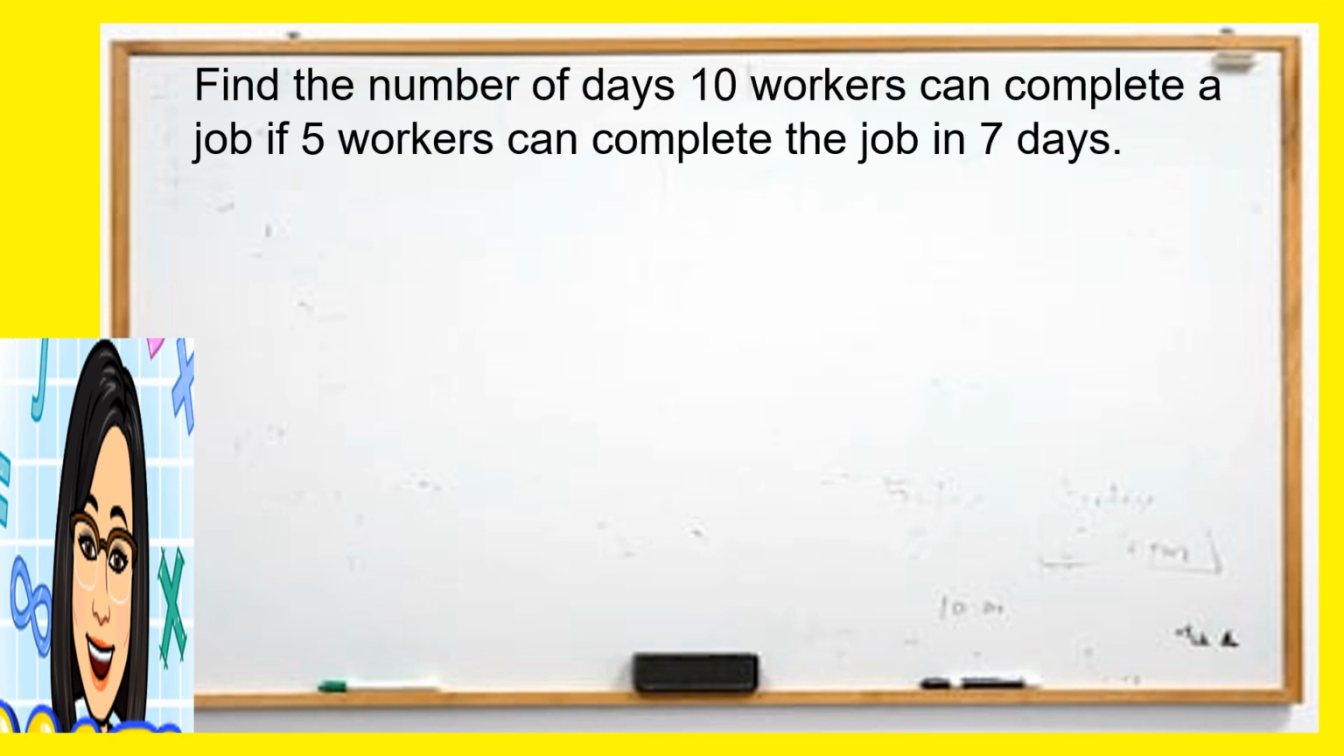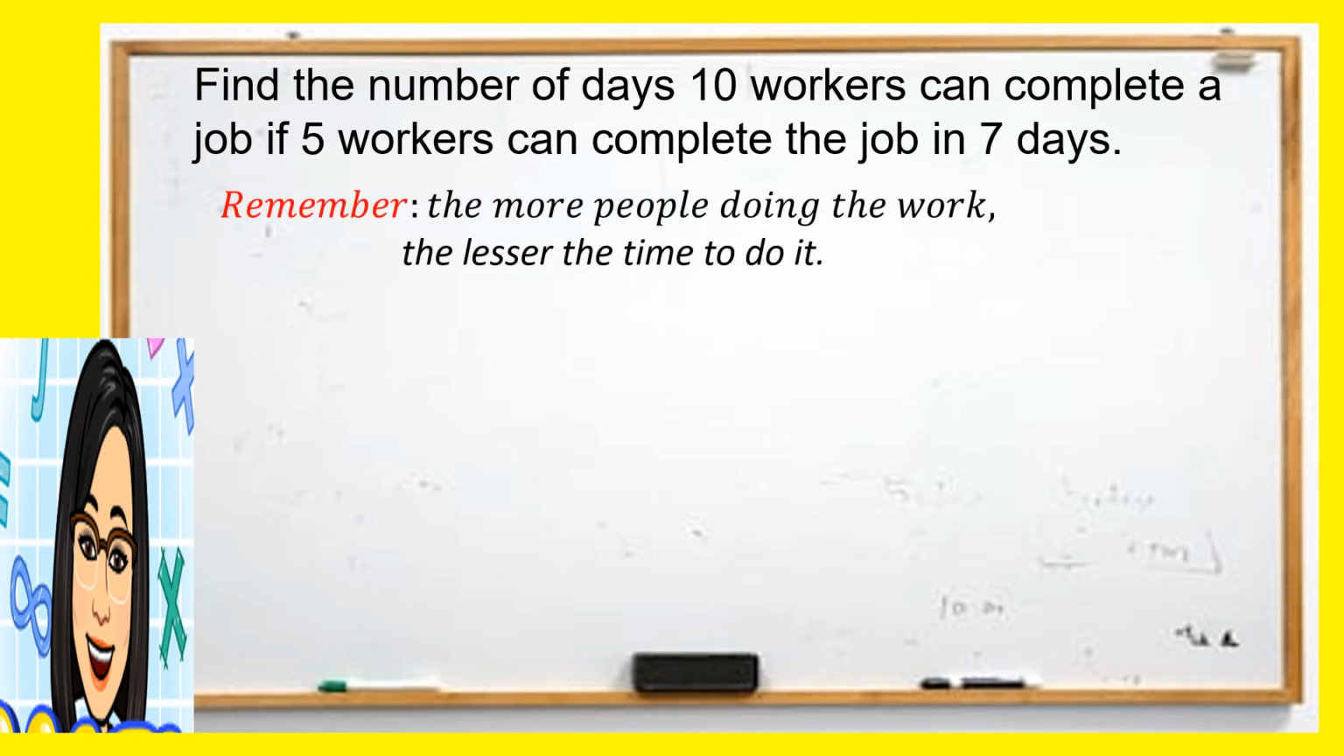Let's analyze the next problem. Find the number of days 10 workers can complete a job if 5 workers can complete the job in 7 days. Remember this? The more people doing the work, the less time to do it. Have you experienced this in doing household chores or a group project? If each member of the family or group is doing the task, it will be finished in a shorter span of time.